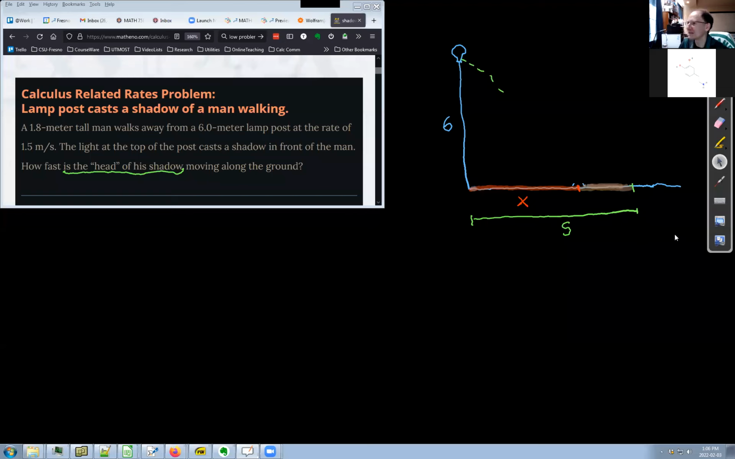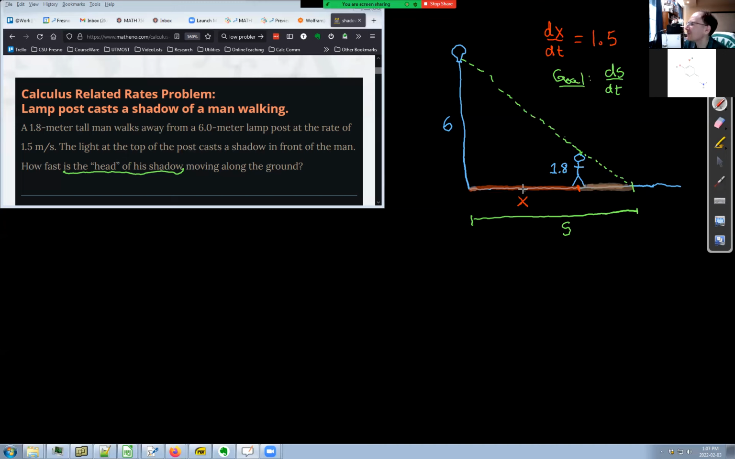Okay, so we've got the problem set up here. Now what we have to try to do is write down some equations that relate the changing quantities. Yikes. So what do I know? What's changing? We've got X and we've got S. I have to think about this for a minute.